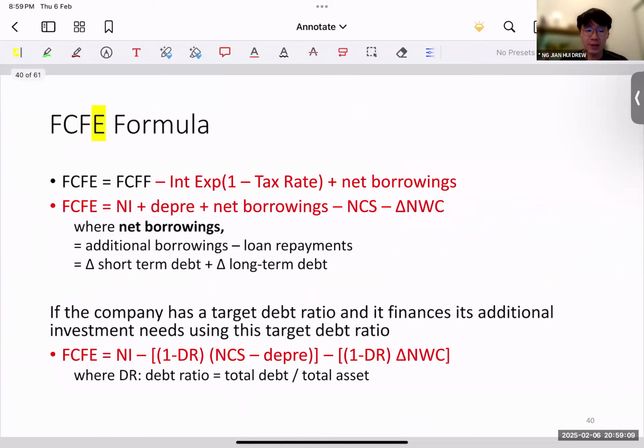Yeah, on the formula, okay, let's look at this. On the cash flow component of it, the FCFE, right? Okay, so let's look at the formula. Your FCFE is equal to your FCFF minus your interest adjusted for tax, plus the borrowings. So what's happening here now? What does this mean?